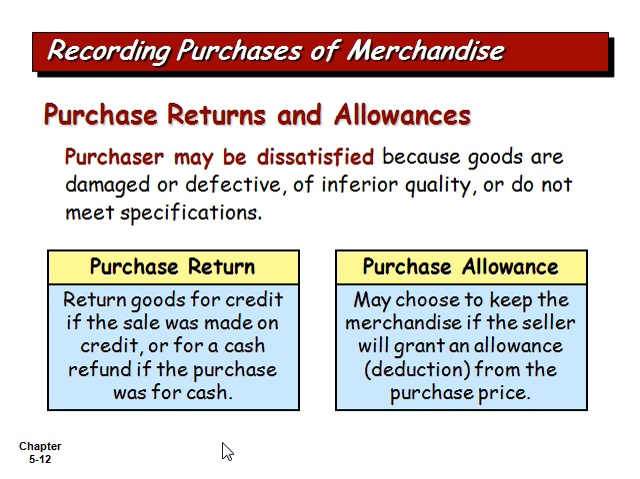Purchase returns and allowances. Things get returned. The buyer may be dissatisfied. The goods are damaged or defective, or they're not good enough goods, or they don't meet specification, or there's a whole variety of reasons that people send things back. So if it's a purchase return, then the goods are returned for credit. If the sale was made on credit, we'll receive a credit. Otherwise, typically we'll ask for a cash refund.